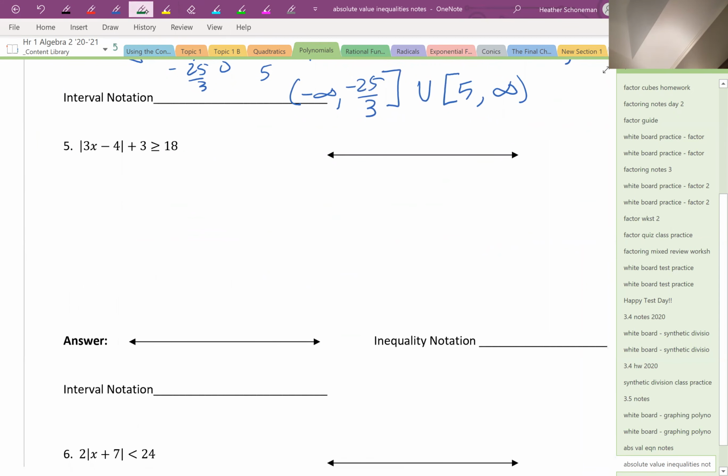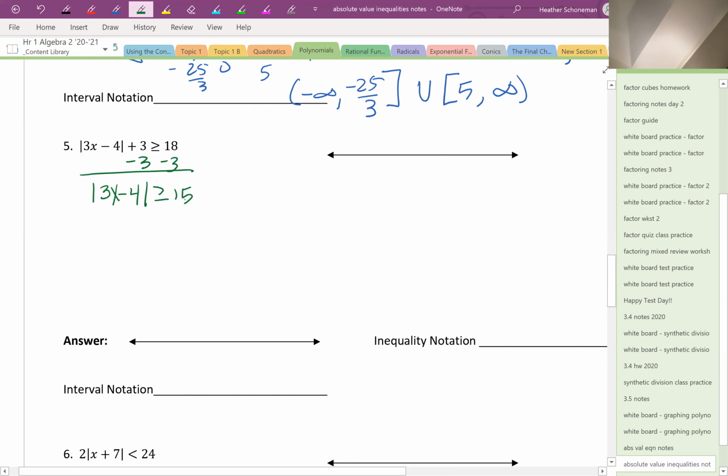Okay, so in this one, we cannot do our work line graph until we have the absolute value by itself. So I'm going to subtract 3 from both sides. So I get the absolute value of 3x minus 4 is greater than or equal to 18 minus 3, which would be 15. Now I can make my work line graph and see what I need.